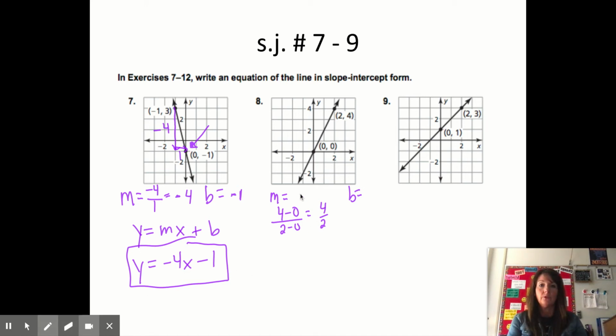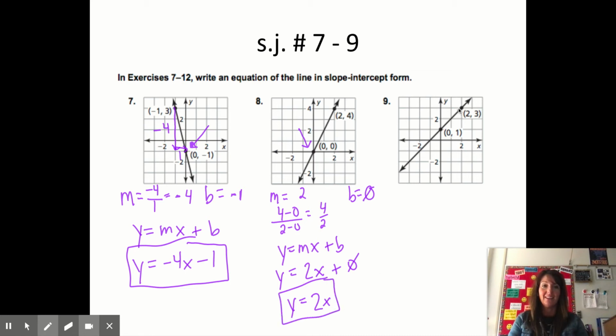So slope is equal to 2. Again, the y-intercept is the point where it's crossing the y-axis, and it's the y-coordinate of that point, which is 0. So in slope-intercept form, we could substitute in those values. And again, we do not need to write the 0, so y is equal to 2x.